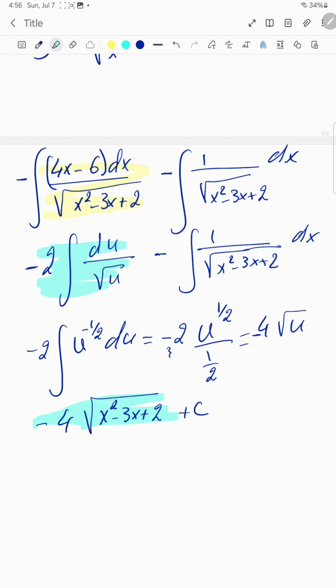So now let's work on the second integral, which is this here. Let's rewrite it as minus integral of 1 divided by square root of x squared minus 3x plus 2 dx. And here it won't help me to put the denominator as a u, x squared minus 3x plus 2, because I won't have the numerator anyway. So let's try to solve it in another way. Let's try to solve it with the completion of the perfect square.